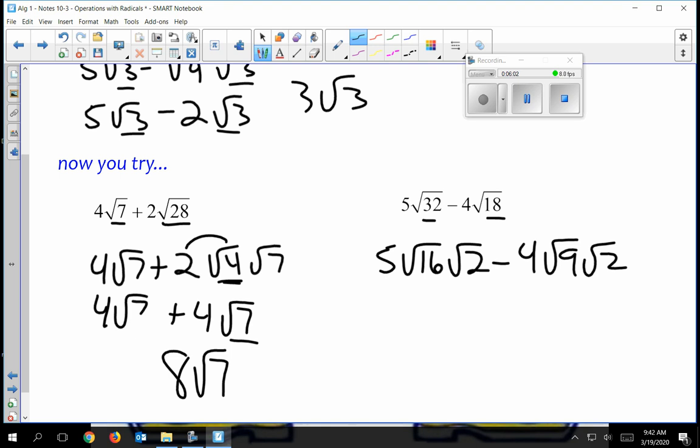Okay, so once again, 32 and 18 are not perfect, but they do have factors that are perfect, and I picked the biggest one, so hopefully you're kind of thinking along those lines. 16 goes into 32 twice. 9's perfect, goes into 18 twice. So the square root of 16 is 4, and 4 times that 5 gives me 20 square root of 2. Square root of 9 is 3. So 3 times that 4 gives me 12 square root of 2, and then look at that, I have radicals that are the same. So now I can put these together, and I'm going to get 8 square root of 2.